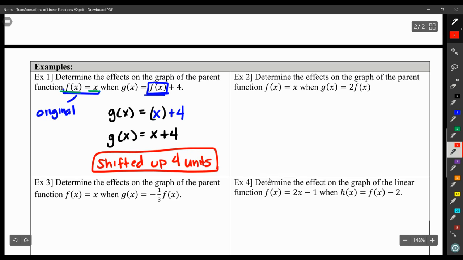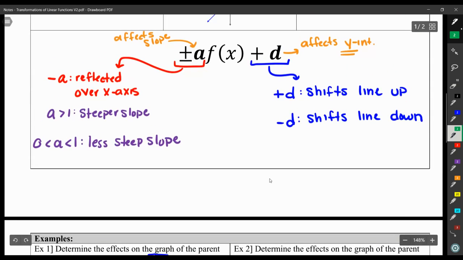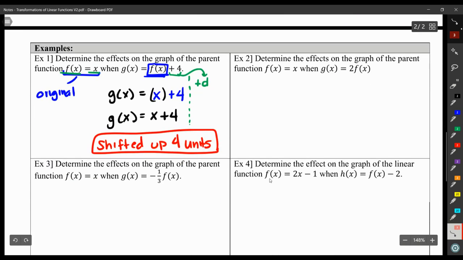Now, there's another way you could do this. You could recognize that this plus 4 is the d. That's that d value from earlier, this piece here from just a minute ago. And I know that if I have a plus number on the outside, my line will shift up by that number. Since this is plus 4, that means my line will shift up 4 units. Either way is acceptable. Pause the video, try number 2.